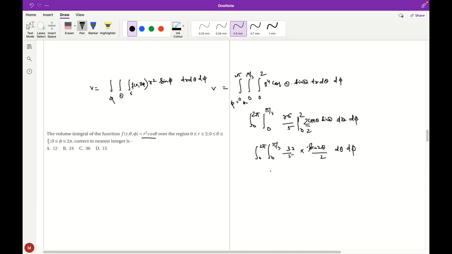We can see there is no term of phi, so we can multiply by 2 pi directly, and integrating this with respect to theta, we will get 32 upon 5 into 3 by 8. On solving this, we will get 15.079, which is nearby 15. So D option is correct.